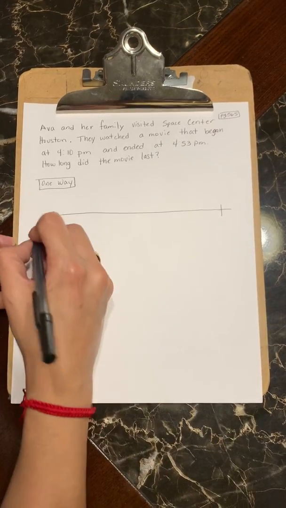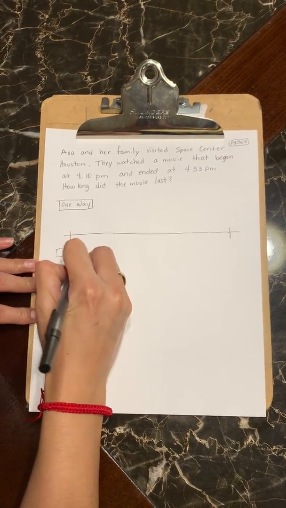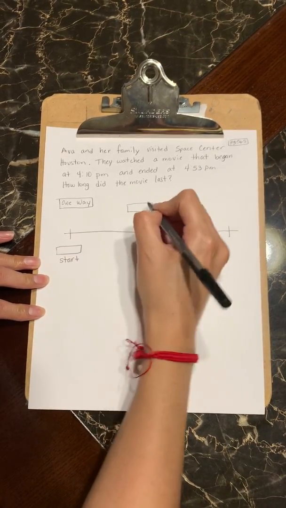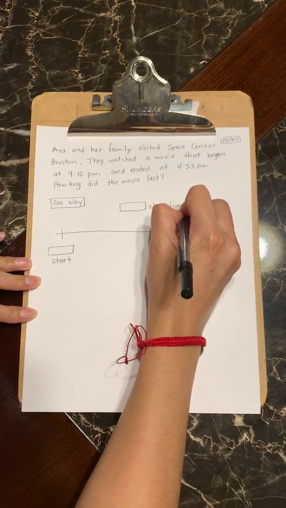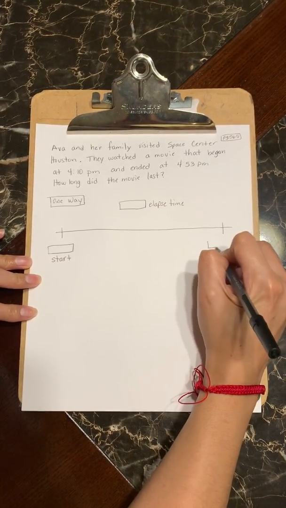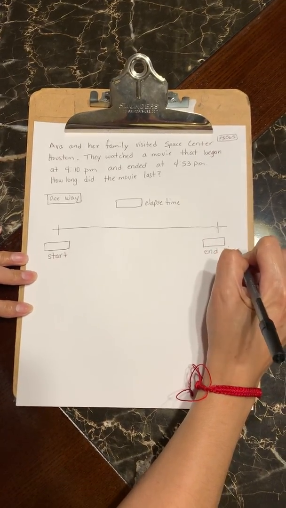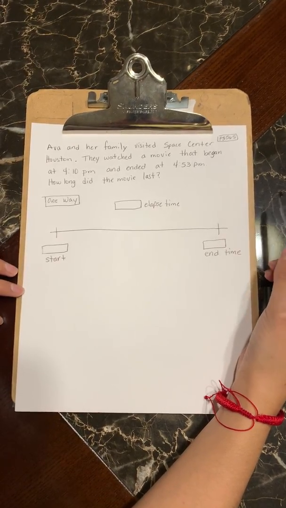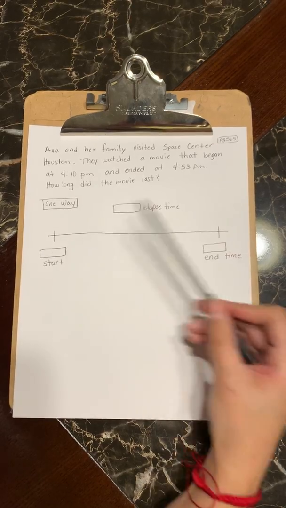The first part is going to be the start time. The second part is going to be the elapsed time. And the last part is going to be the end time. So first, I need to tell you what elapsed time is. Elapsed time is the amount of time that passes from one time to another.